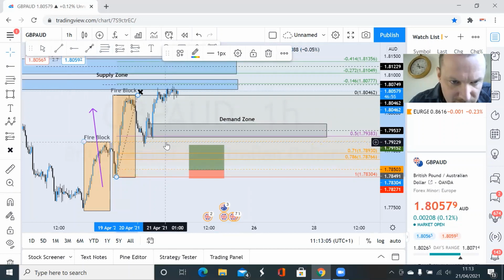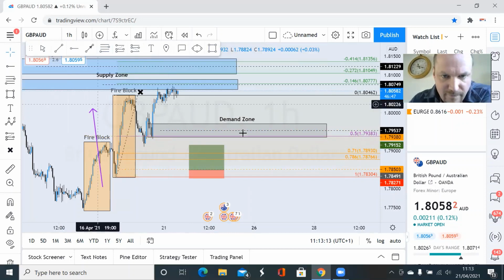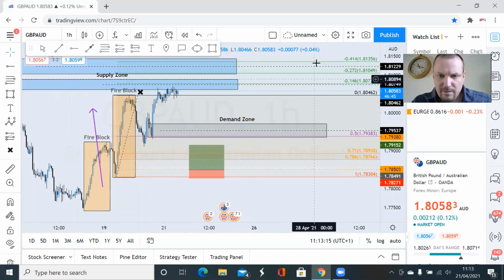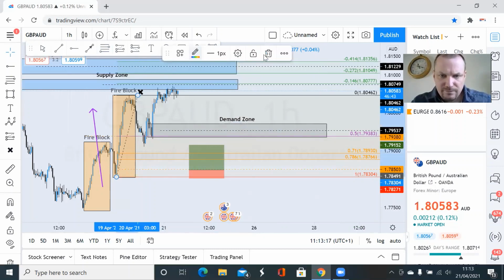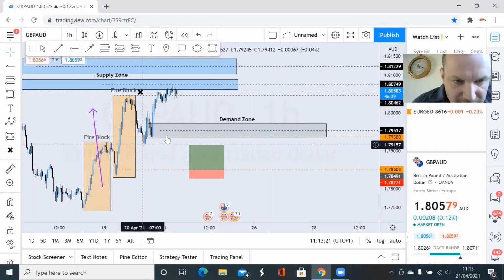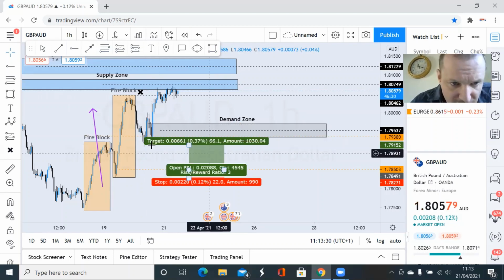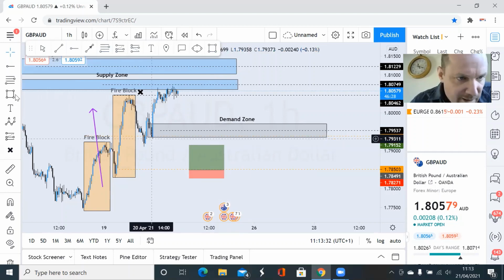Okay. There's your 50%. We'll get rid of the fibs. Now, as you can see, the 50%, this orange line here is the 50% of this fire block. Okay. This is a demand zone. You see this demand zone here? This last down before the up. And we've got two demand zones, to be fair.